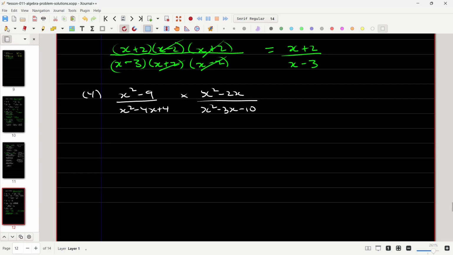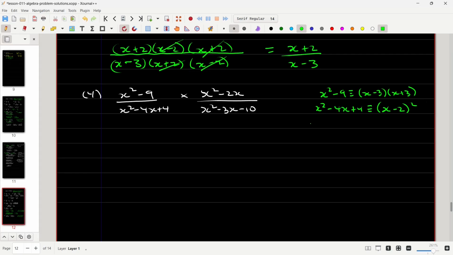So number 4, let's factorize the top and the bottom because it's already in multiplication form. So x squared minus 9 can be rewritten as x minus 3 and x plus 3. And then we have x squared minus 4x plus 4. Let's see if that can even factorize, x into x, and then we're looking at a positive 2. Oh, this is a perfect square. So this here is x minus 2 all squared.